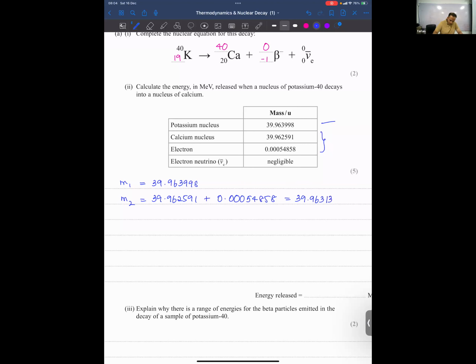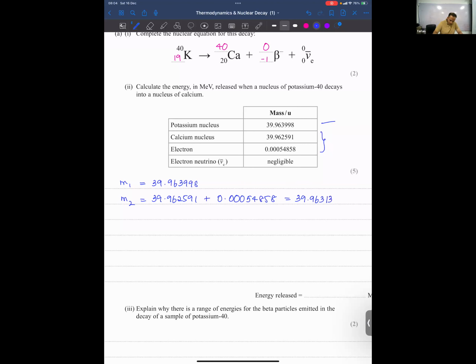Okay, so the delta M, the mass deficit, is going to be the difference, M1 minus M2. It's going to be 39.963998 minus 39.963139. That is 8.59 into 10 to the power minus 4 U. This is the mass deficit.